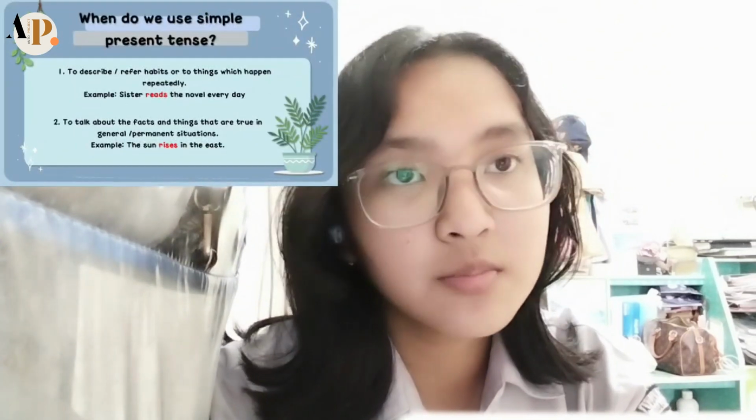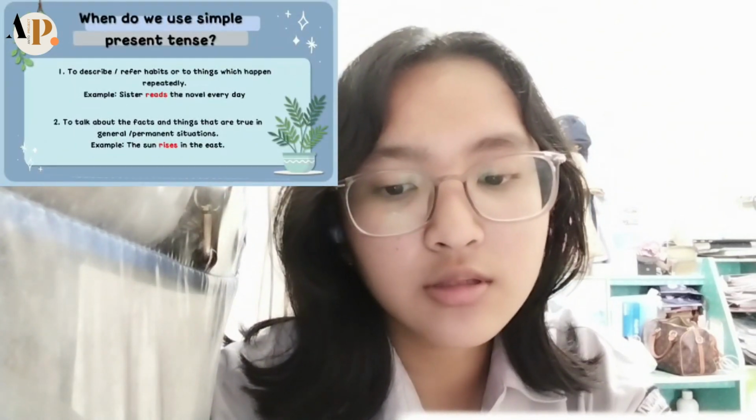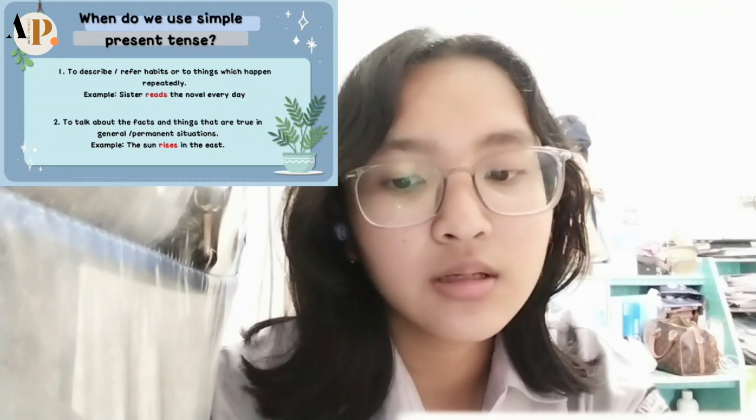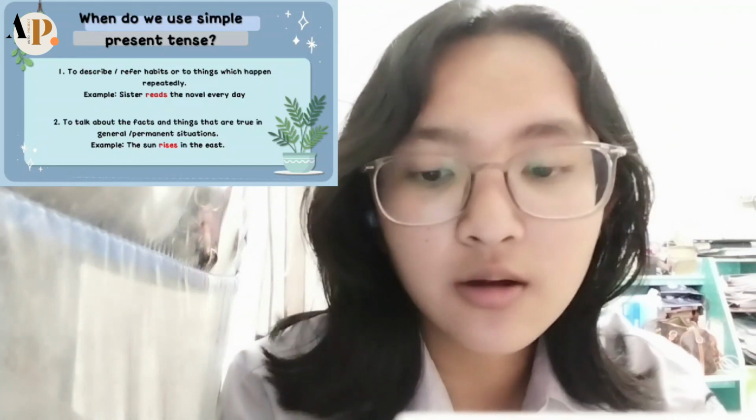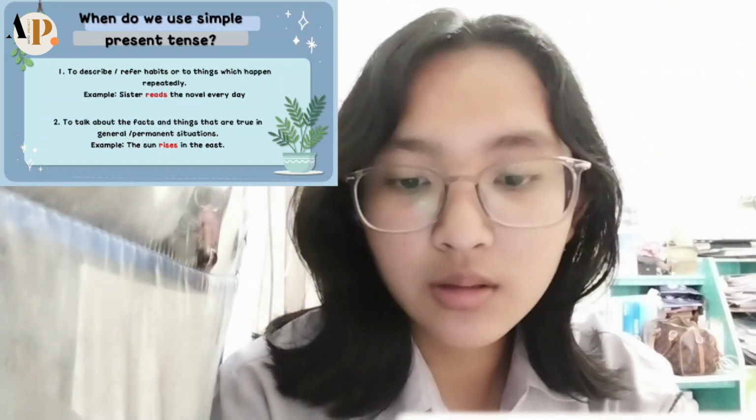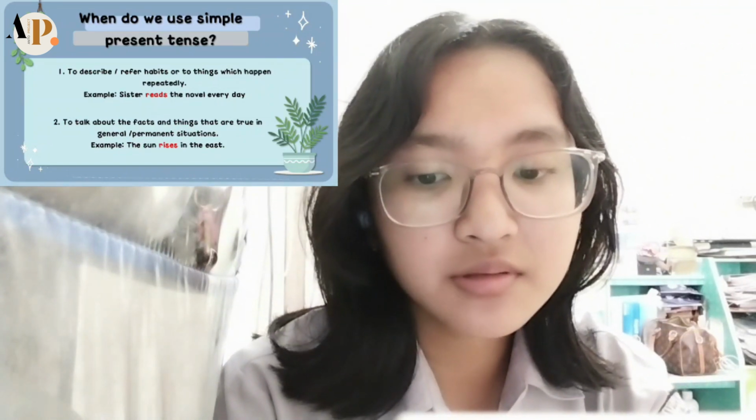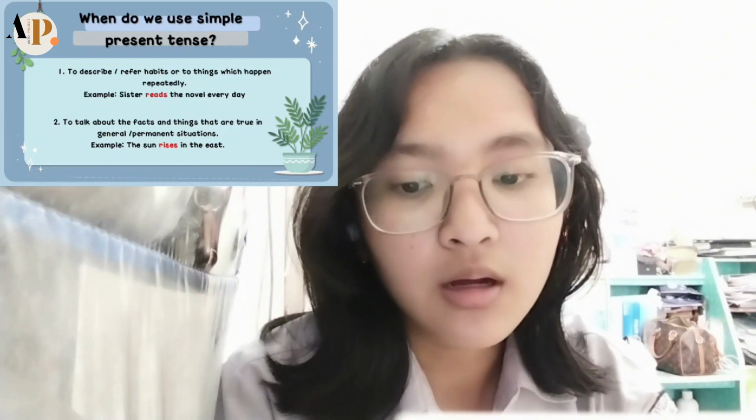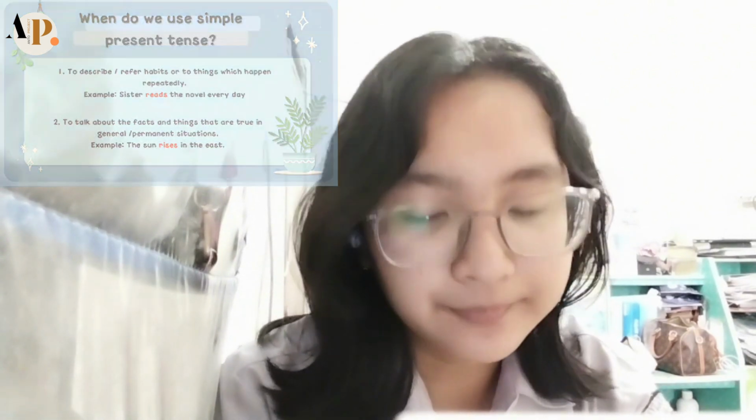When do we use simple present tense? 1. To describe or refer to habits, or things which happen repeatedly. Example: my sister reads the novel every day. 2. To talk about facts and things that are true in general or permanent situations. Example: the sun rises in the east.